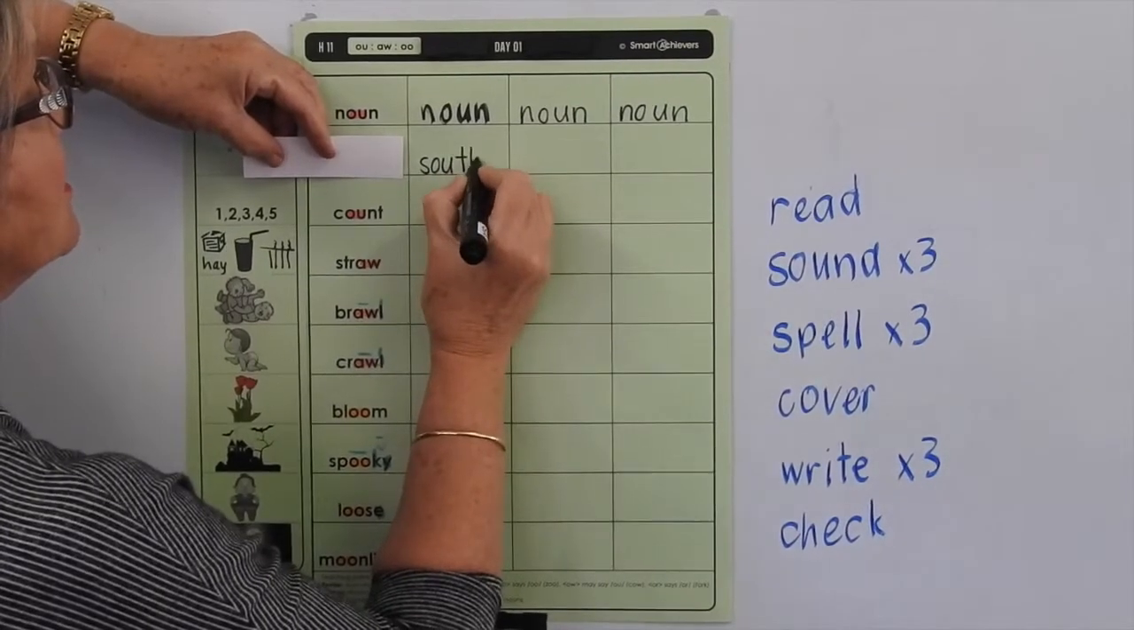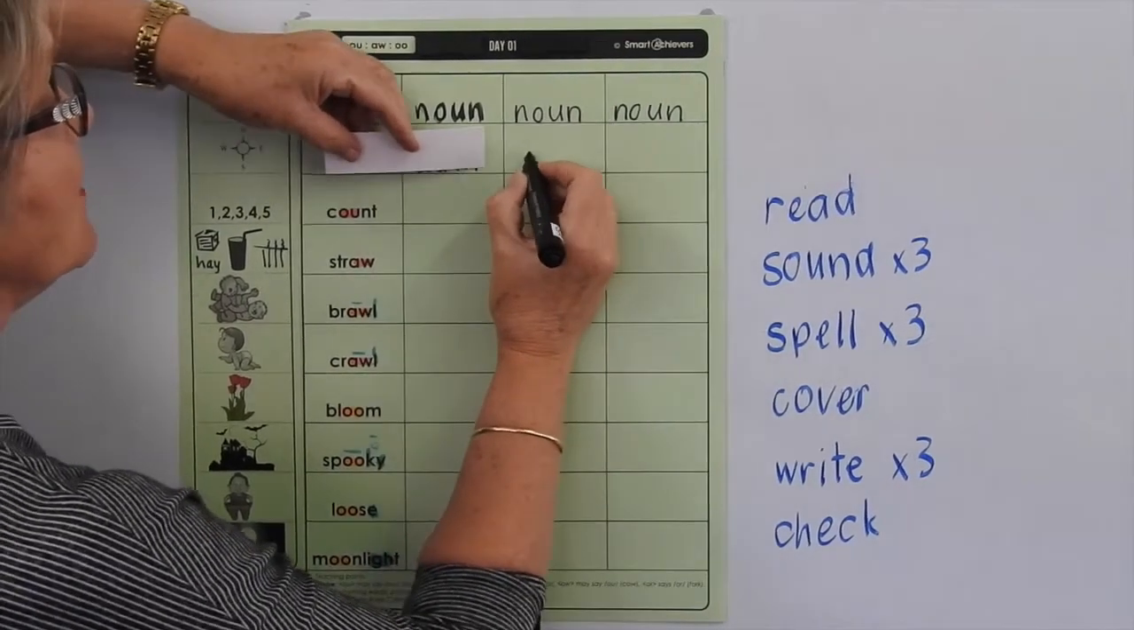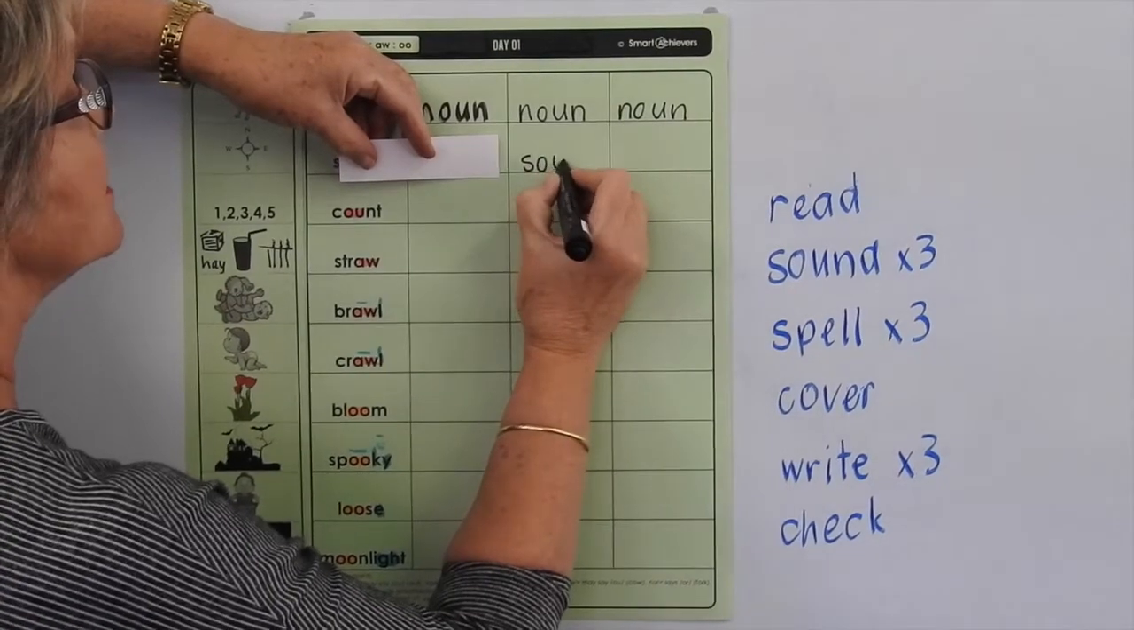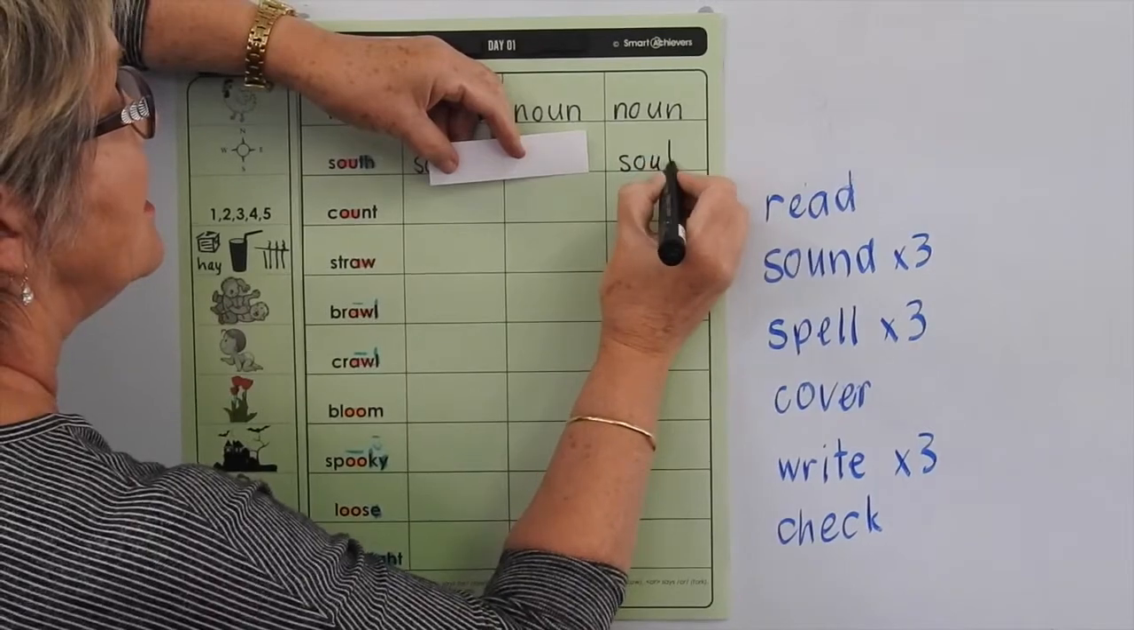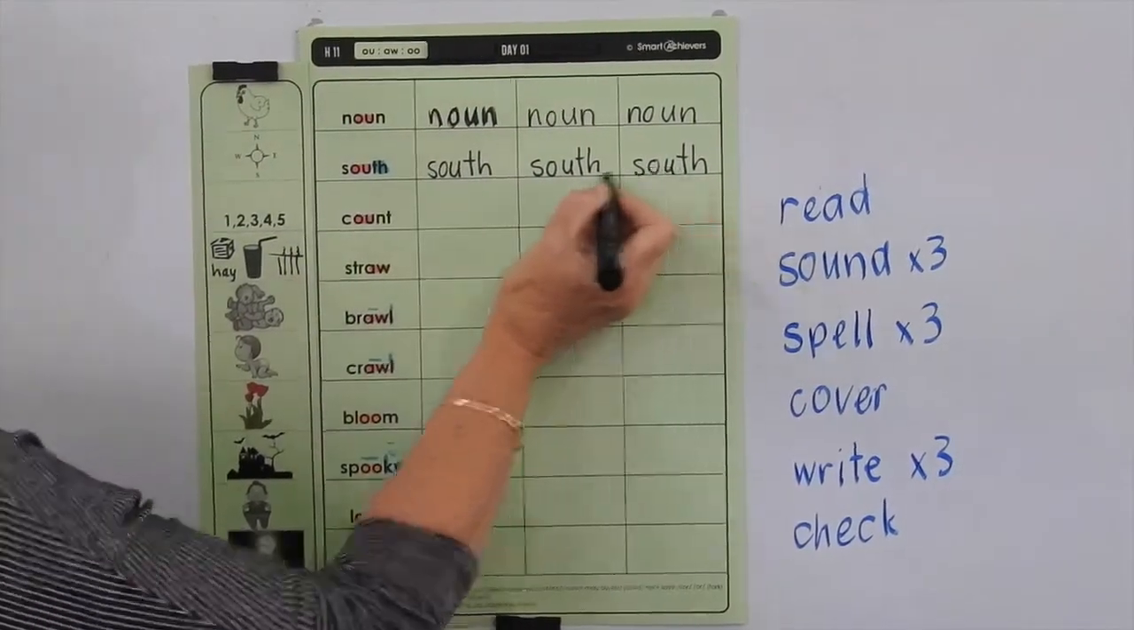Once again, you need to define which letters you're using for that ow sound, and it's the ow as in out. Write the letters on the line and then go back and check that you've spelt them correctly.